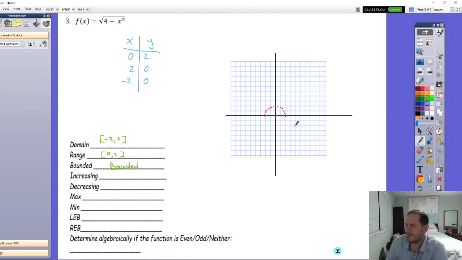Our increasing interval is on our left-hand side, so negative 2 to 0. And we're decreasing on the right-hand side, so 0 to 2. We have an absolute max at y equals 2, which means we also have a local max. But that's it. These endpoints are going to be absolute mins and local mins for us.